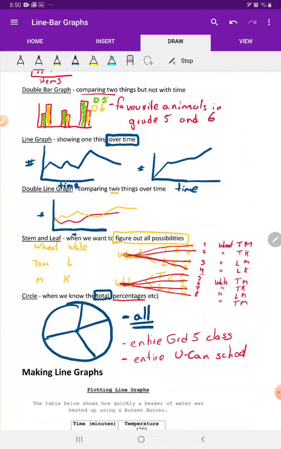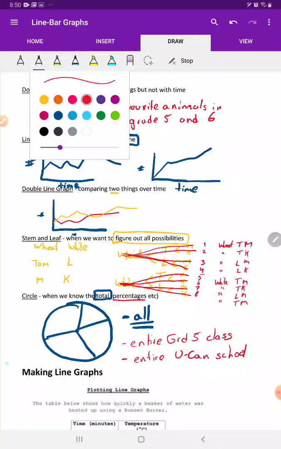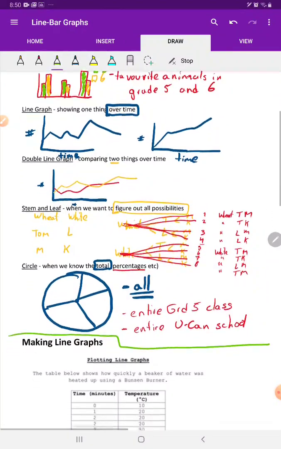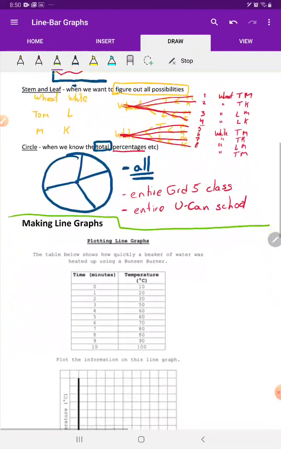Now, you have a game that I'm going to link to you in our WhatsApp chat. And I would like you to go and play that game, not now, finish the video, but go and play that game and send me the results of that game before you do your workbook pages.